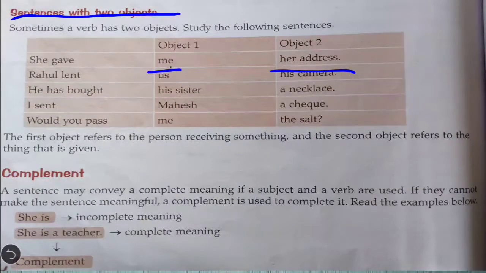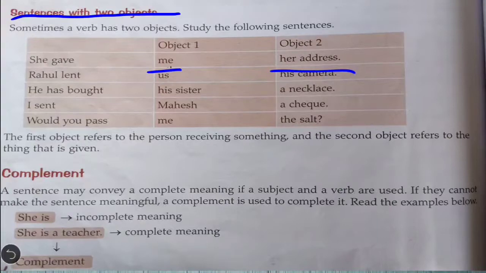Rahul lent us his camera. His camera and us both are objects. He has bought his sister a necklace. I sent Mahesh a check. Would you pass me the salt? So in some sentences you will get two objects too. The first object refers to the person receiving something, and the second object refers to the thing that is given.